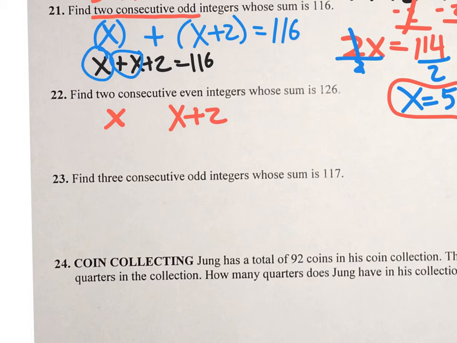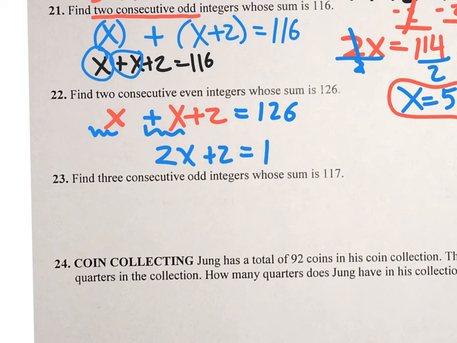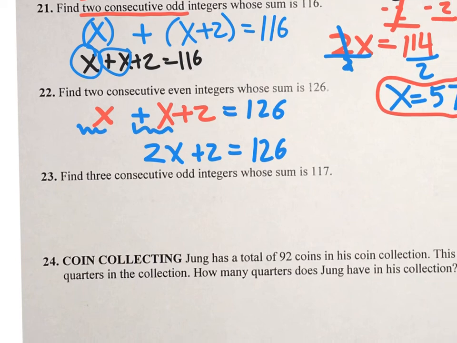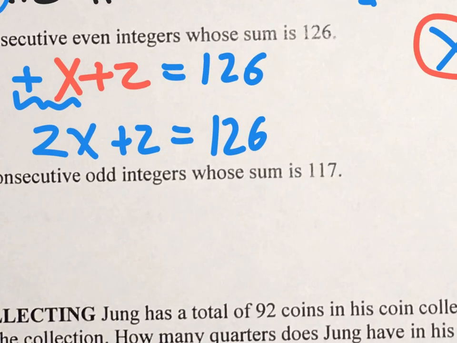It's saying that the sum of those two even numbers is 126. So when I combine like terms, the x plus x, that's going to be a total of 2 x's. Bring down the plus 2, bring down the equal, bring down the 126. Then you'll be able to subtract 2 on both sides. By the way, I'm running out of space here. So if I subtract 2 here and subtract 2 over here, I'll have 2x equals 124.